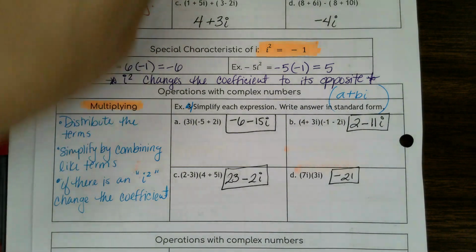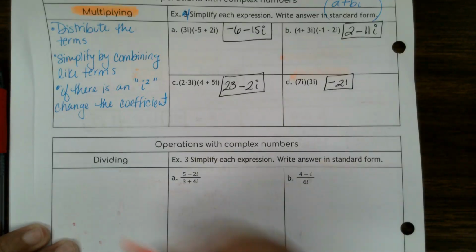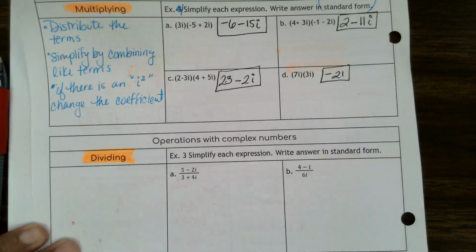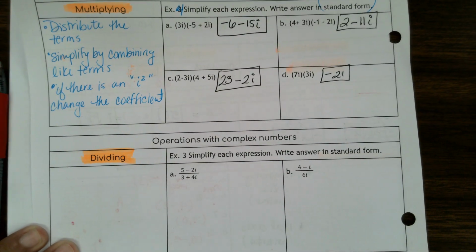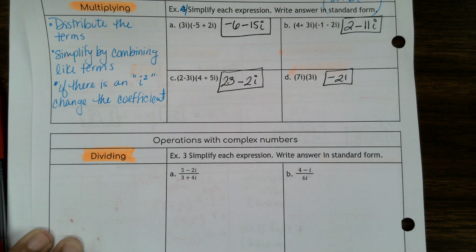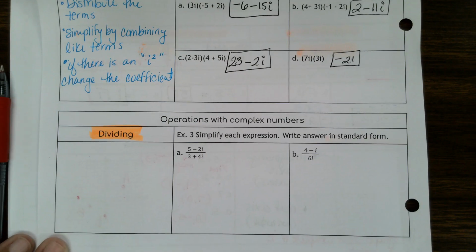Alright, last operation that we have to work on, and that would be dividing. Okay, dividing is kind of misleading. Why? Because we technically don't divide. So at this moment, what I would like you to do again is pause this video and watch the Edpuzzle called Dividing Complex Numbers. Once you do that, try your luck with these 2 and compare your answers. Once you've done that, you can go ahead and start your homework.